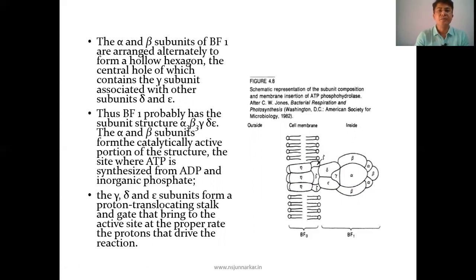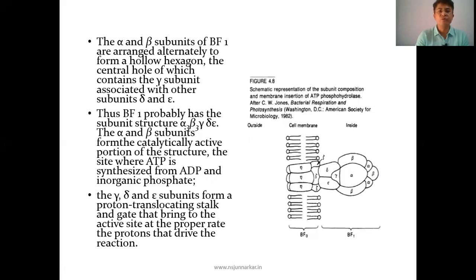So the alpha and beta subunits of the BF1 are arranged alternatively to form a hollow hexagon, the central hole of which contains the gamma subunit associated with other subunits delta and epsilon. So these delta and epsilon subunits are there and the gamma subunits are there, and alpha beta units are arranged alternatively in a hexagonal manner. This forms a hollow structure through which the protons can be pumped inside the matrix of the mitochondria or inside the cytoplasm of the cell, microbial cell.